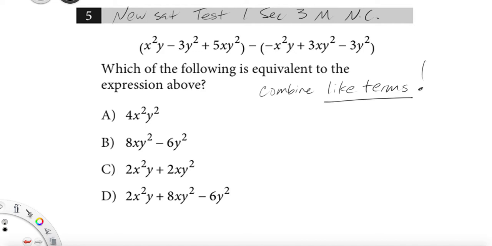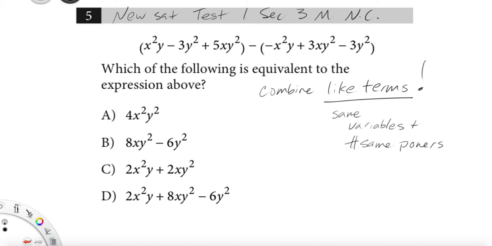And if you haven't heard of like terms before, like terms are basically terms with the same variables and number of variables. Another way to think about that, probably a more accurate way, would be the same variables and the same powers.